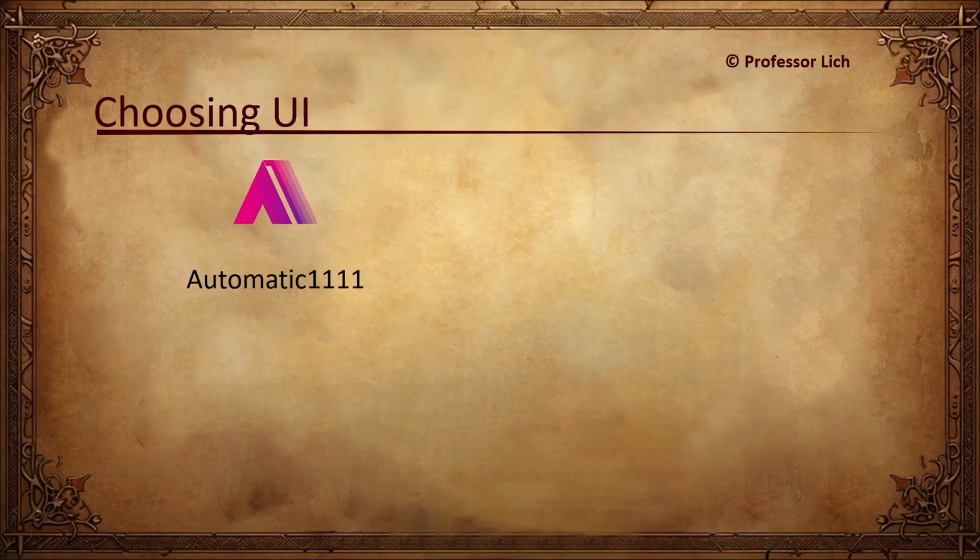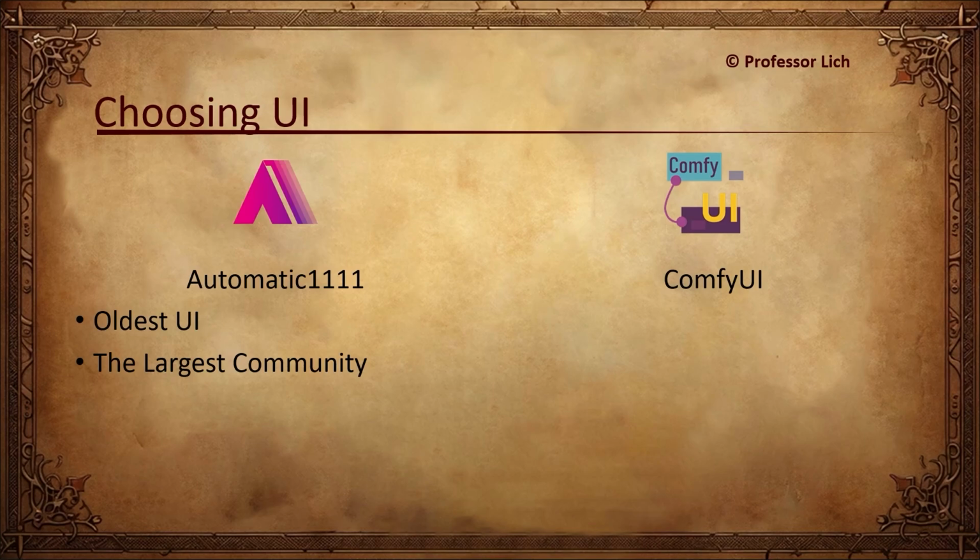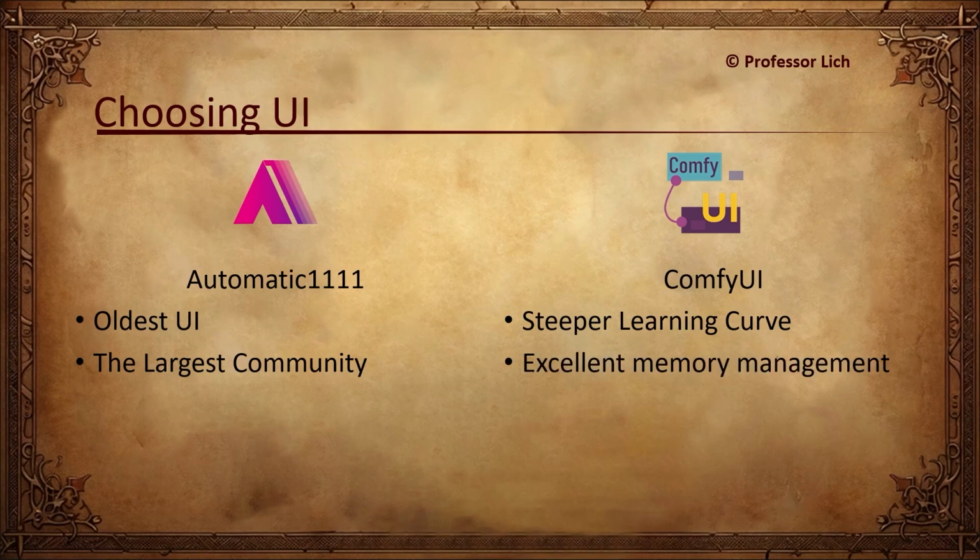Automatic 1111 is the oldest UI. This is how I got into Stable Diffusion. As the oldest UI, it also has the largest user base. If you are a complete beginner and have at least 8 gigabytes of VRAM, I recommend starting here. If you have 8 gigabytes of VRAM or less, you can give Comfy UI a try. Although Comfy is known for having a steeper learning curve, one of its strengths lies in memory management.